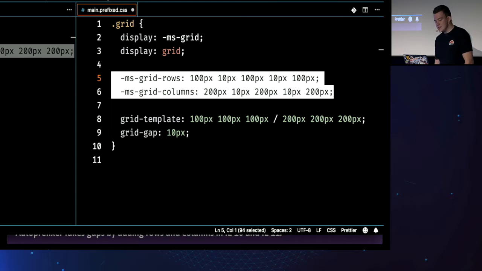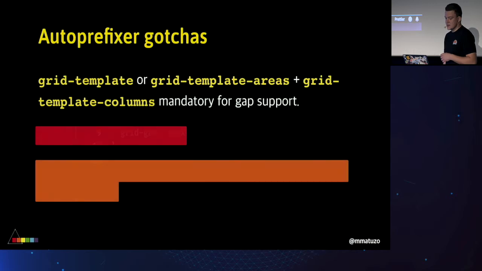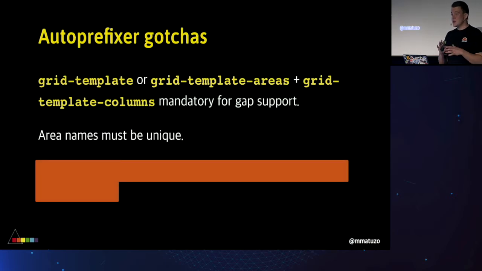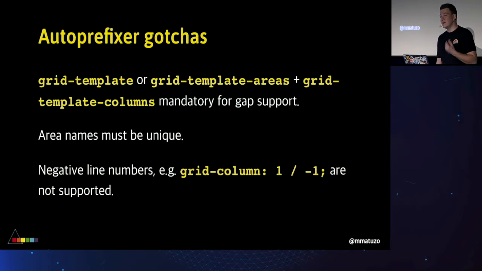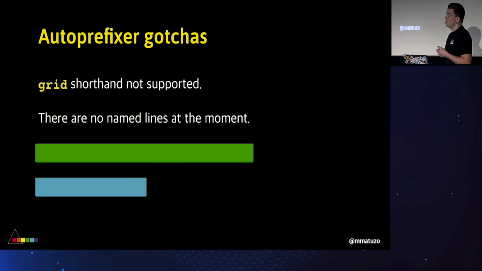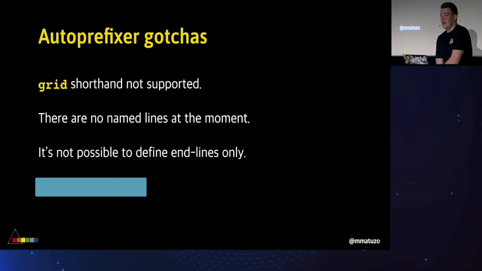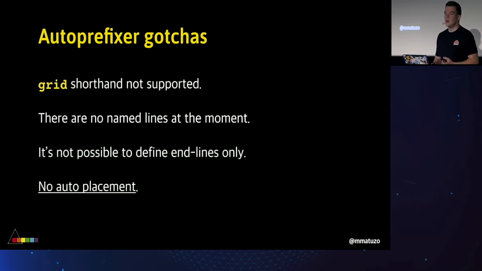Yeah, and this is not the only gotcha when it comes to using Autoprefixer on grid items. Area names must be unique across the whole document. There are no negative line numbers, unfortunately. The grid shorthand doesn't work. There are no named lines, at least at the moment. And it's not possible to define end lines only. And again, there is no auto placement.